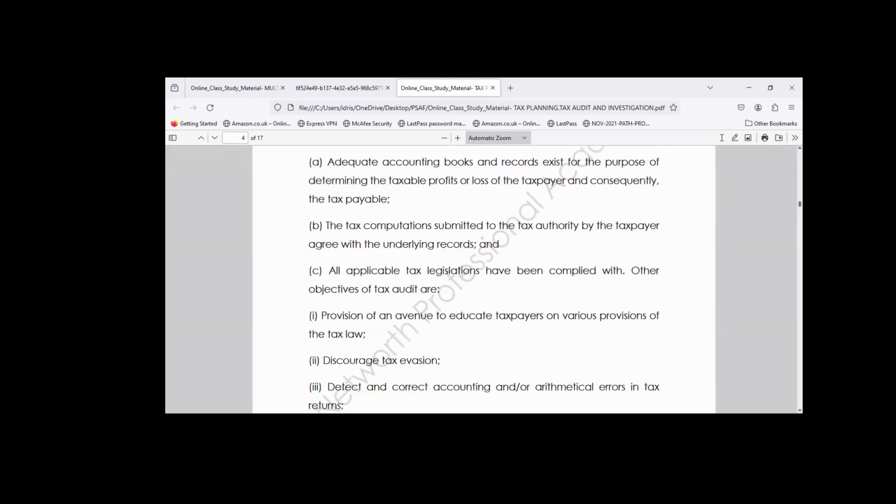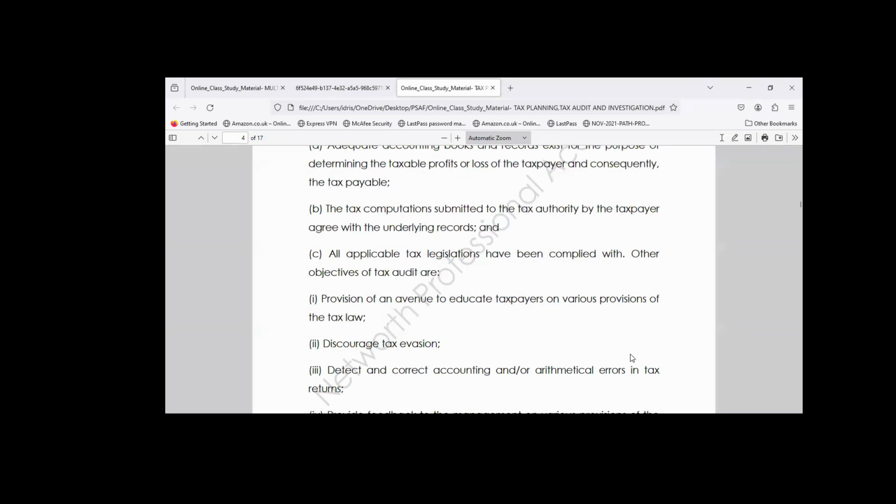Another objective, to discourage tax evasion. When we do tax audits, it will discourage tax evasion. Anybody that wants to practice tax evasion, when we discover it through tax audit, they will pay penalties, fines, and interest. Also to detect and correct accounting and arithmetic errors in tax returns. When the taxpayer is doing the self-assessment return, he or she may make one or two errors. So for us to correct such errors, we have to carry out tax audits.